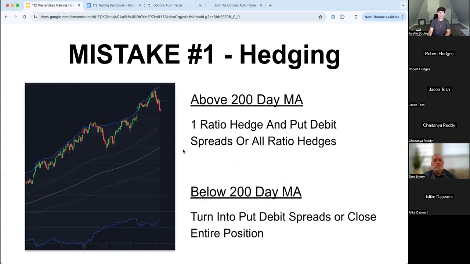Okay. Next, if we're below the 200-day moving average, we don't have to put on a ratio hedge unless you want to. You can put debit spread hedges, or you could even just close the entire position. So that's how I would hedge based on market conditions. But where we are right now, make sure you have on some ratio hedges. Or you could even just go out and buy a put, because that would do good too.